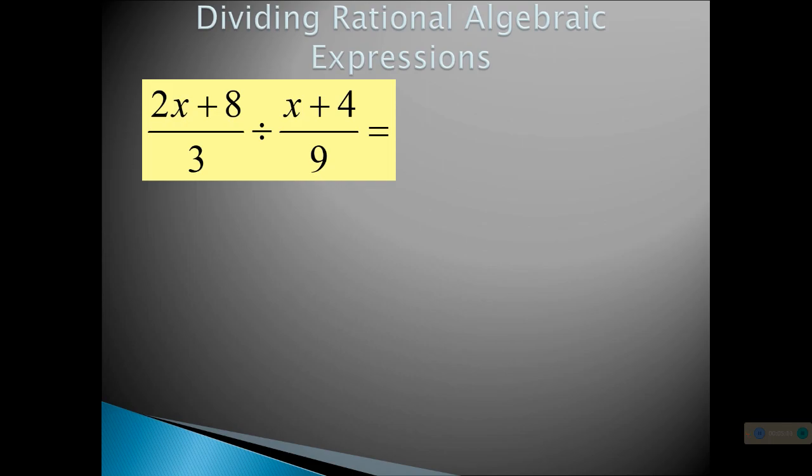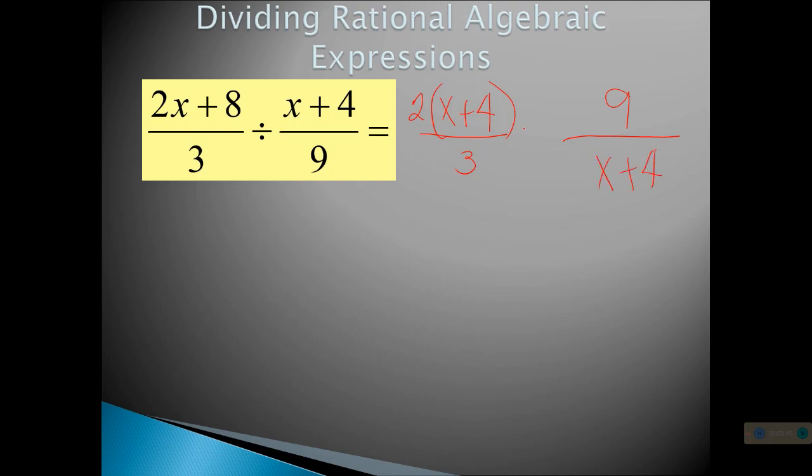Next, let us have 2x plus 8 over 3 divided by x plus 4 over 9. This time we have binomials and monomials in the numerator and denominator. The first numerator will be factored out, so you will have 2 times x plus 4 over 3. Then change the division sign to a multiplication sign and flip the second fraction, so this will become 9 over x plus 4.